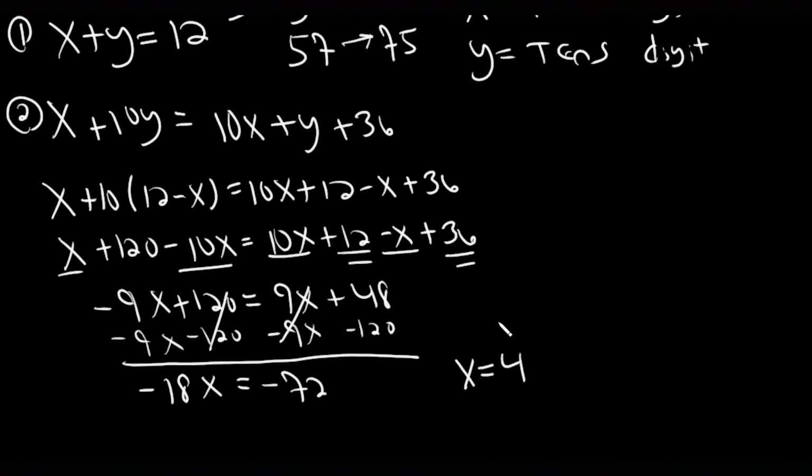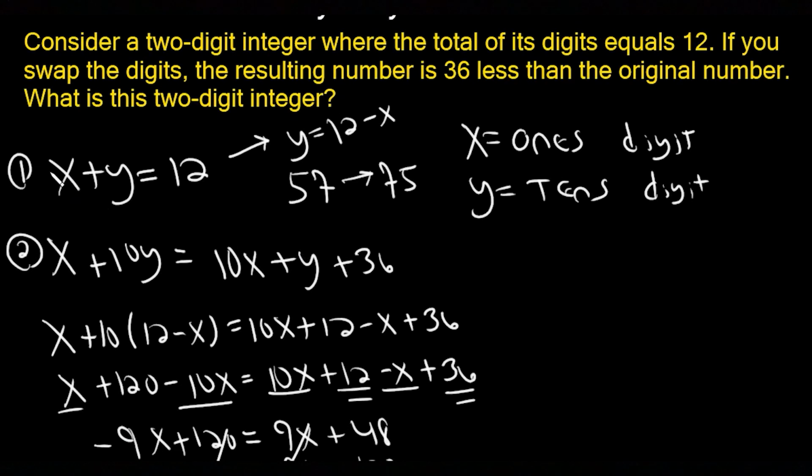Now I have to get the tens digit. This is the easy part. Now I go back up to the original equations, and I can use either equation 1 or 2. It doesn't matter. You're going to get the same answer regardless, so pick the easier of the two. I'll pick equation 1, and I can use the equation that we rearranged. So all I have to do is 12 minus x, or in other words, 12 minus 4, because that's what I got for x. If I do 12 minus 4, I get 8. So y is equal to 8.